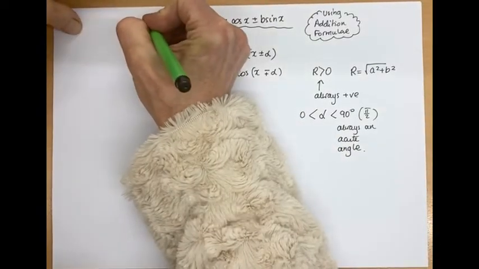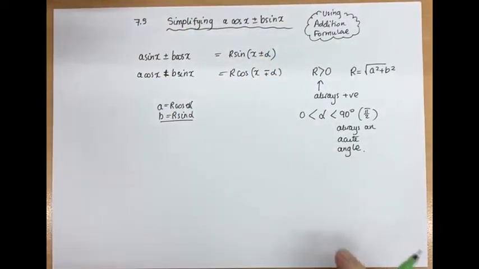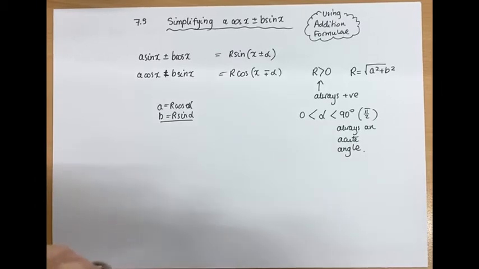Section 7.5 of Pure 2, Year 2 book, Chapter 7, Simplifying A cos x plus or minus B sine x. We're going to rewrite it as a single trigonometric function using addition formulae.